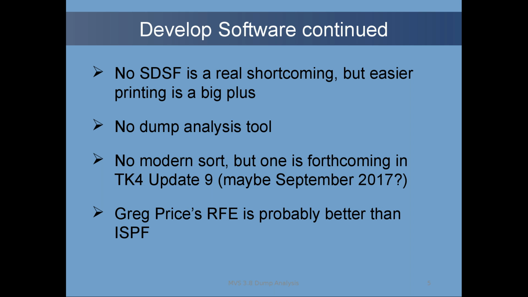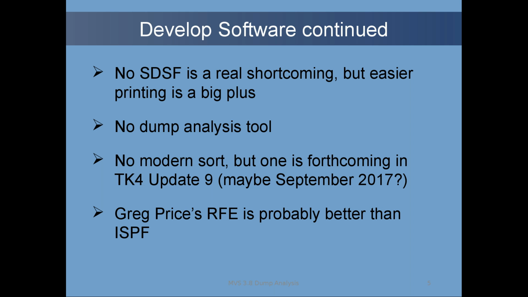Also, z/OS, when you want to develop software, has a very good dump analysis tool built in, which we don't have in 3.8. I've been playing with the idea of writing a dump analysis tool for MVS 3.8. By the way, the dump format changed from MVS 3.8 to, I guess, OS/390 and z/OS. Dump formats have changed quite a bit, but I will also have a video in the future about this whole topic of dump analysis.